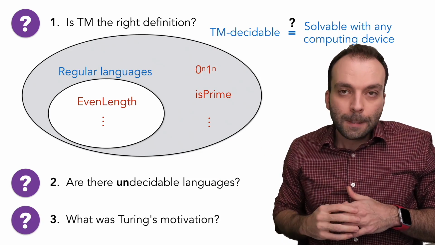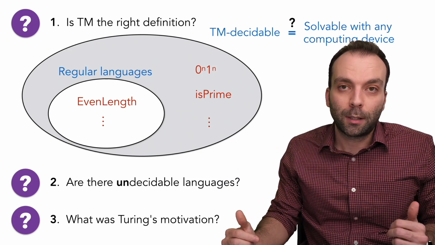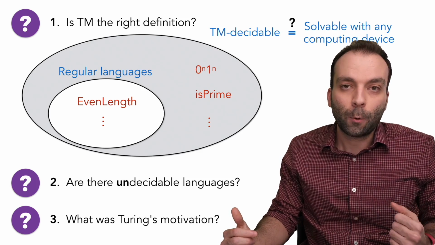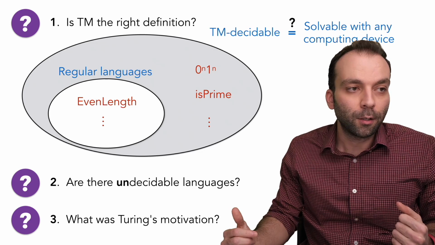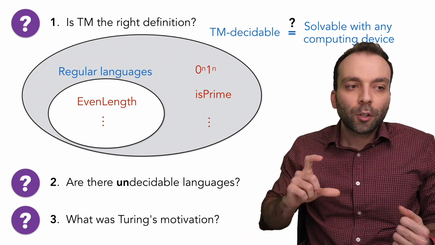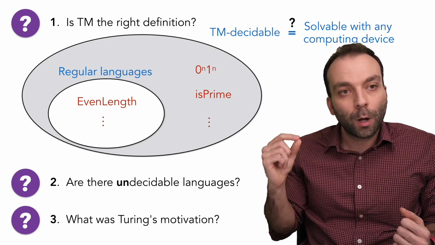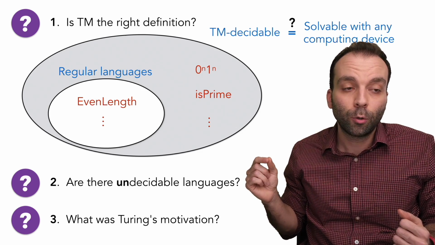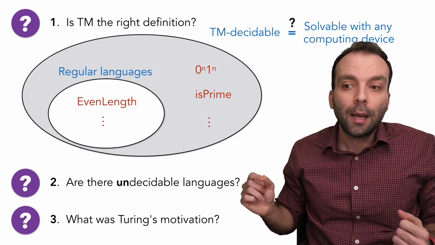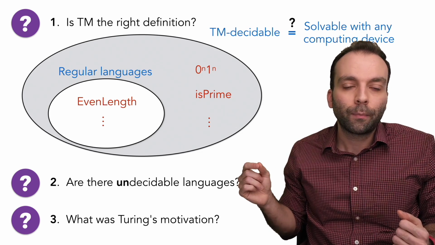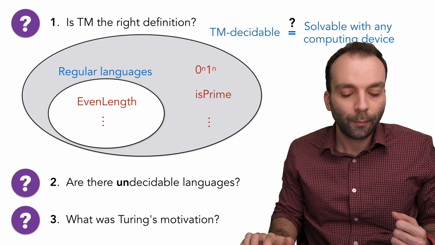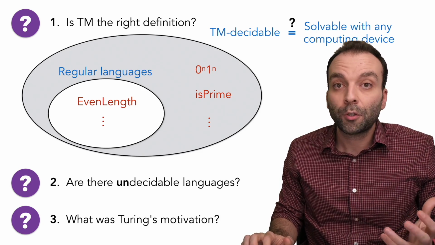And third, how did Alan Turing come up with his definition, right? What was his motivation? And I want to talk about that in this lecture. And in fact, in this lecture, I will really focus on questions 1 and 3. I will say a few words about question 2, but not much. And really, next week's focus is really question 2. Okay? So let's start with question 3.